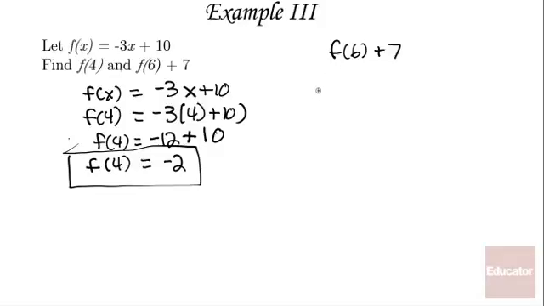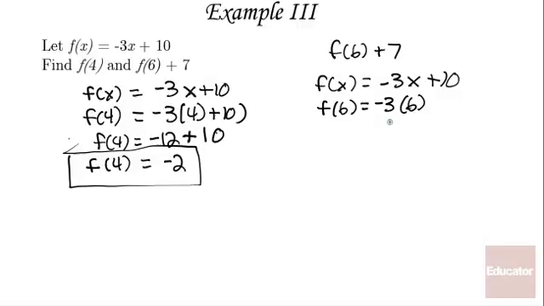First, I need to find f of 6. So rewriting my function as f of x equals -3x plus 10, I'm going to find f of 6. Once I find that value, I will add 7 to it. So f of 6 equals -3. In place of x, I'm writing 6, plus 10.